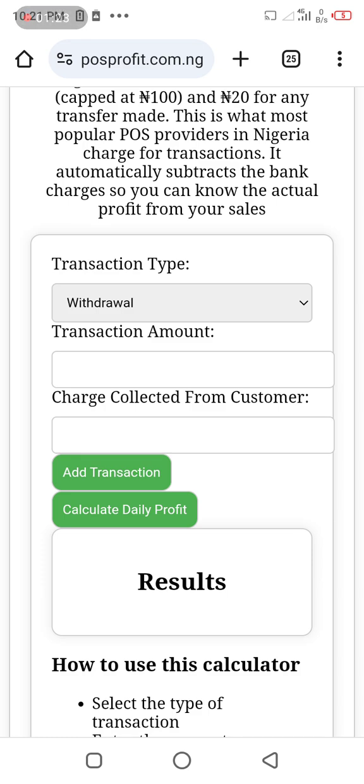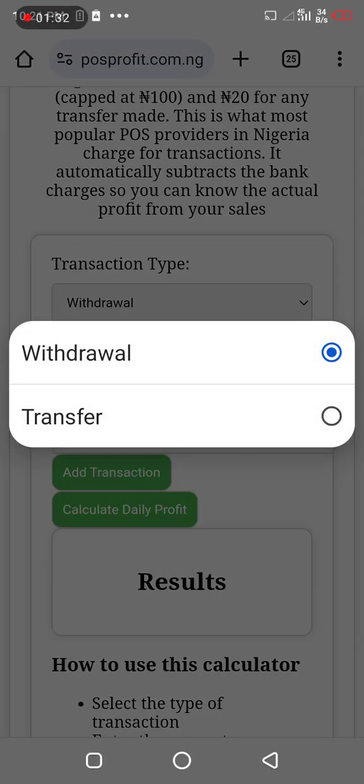The first thing you do is that you come to transaction type. The transaction type here, you click on it, then you select the type of transaction you want to put the data. Before you start calculating, you must have arranged the book where you wrote down your transactions and charges for the day.